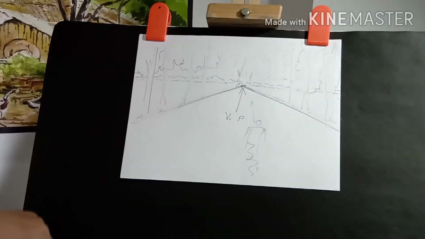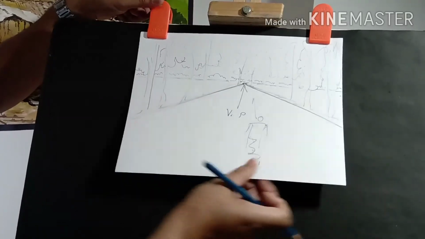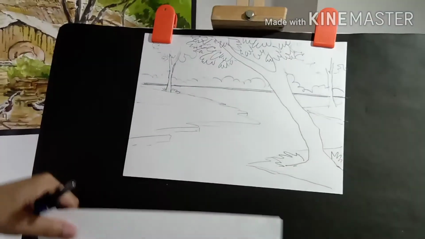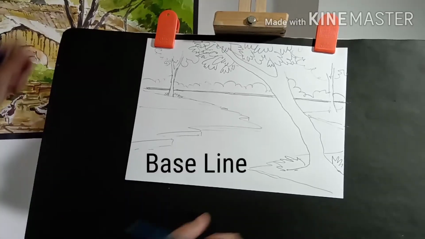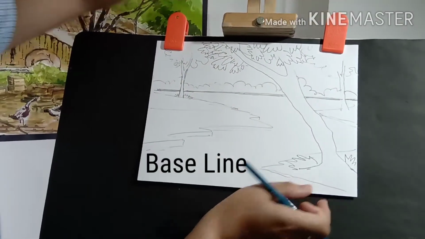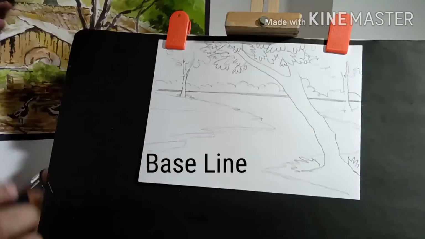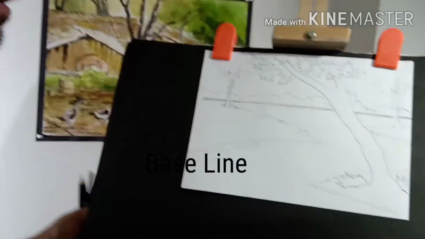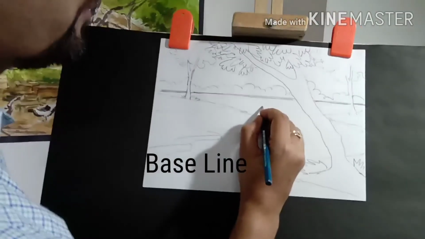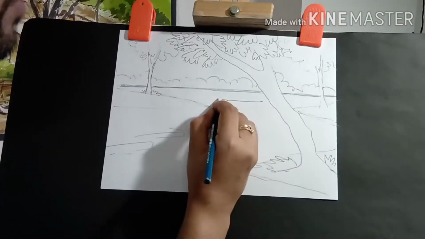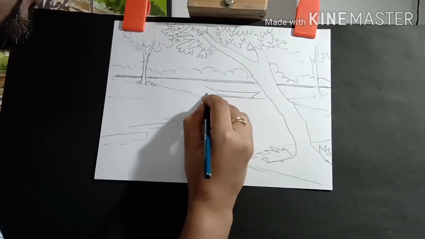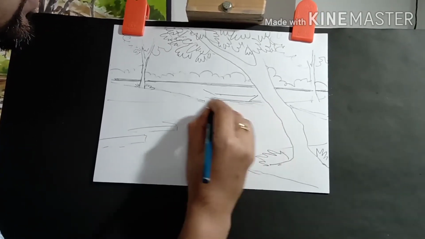Now we are talking about baseline. It is also a very important and basic thing in drawing. Whenever we draw anything, we have to draw some baseline. What is the baseline? Now you just see, if I draw here one boat, it is very simple, one small boat on the river.